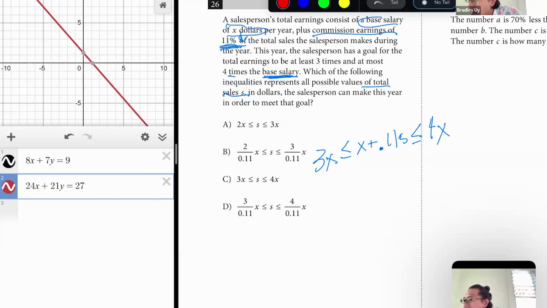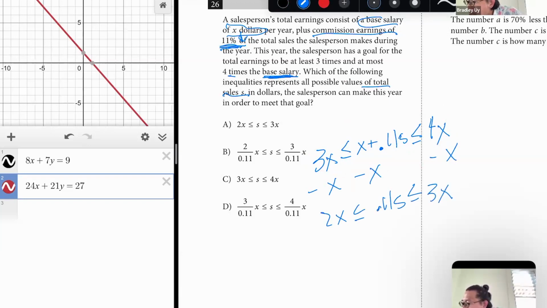Now, what are we trying to do with this expression? Which of the following represents all possible values of S? We are taking this compound inequality and solving for that guy right there, which is your S. Okay, the way we do that is we're going to subtract X from all these 3 parts. So we get 2X is less than or equal to 0.11 S is less than or equal to 3X. And to get S by itself, we would divide everything by 0.11.